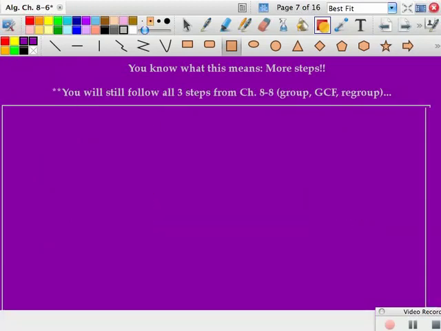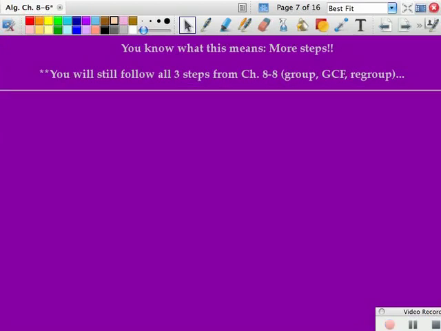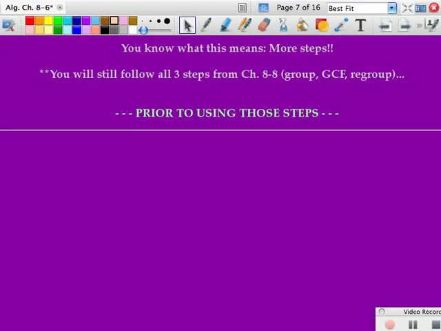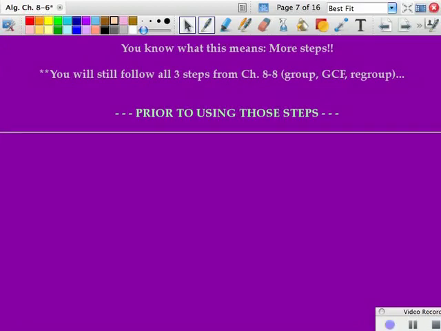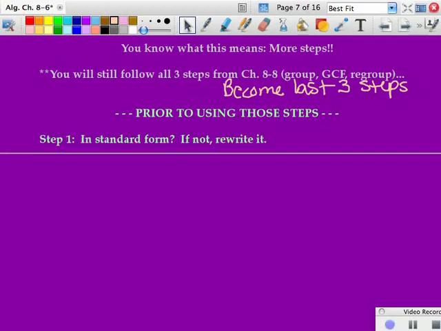All right, so more steps. You still follow the 3 from your last section, okay? But before you get there, because those become your last 3 steps. Okay, so if it's in standard form, we're good. You write it, okay? Next, you're making a mama table.